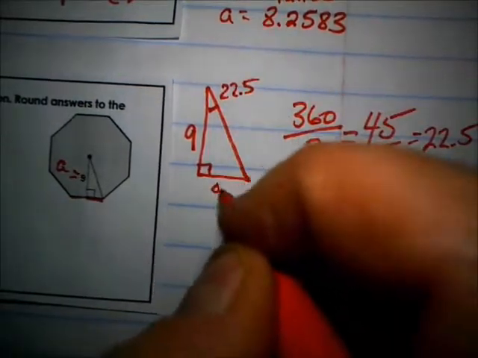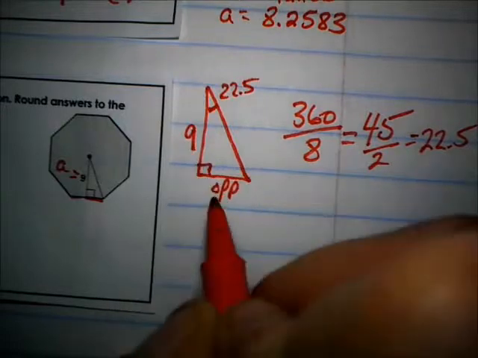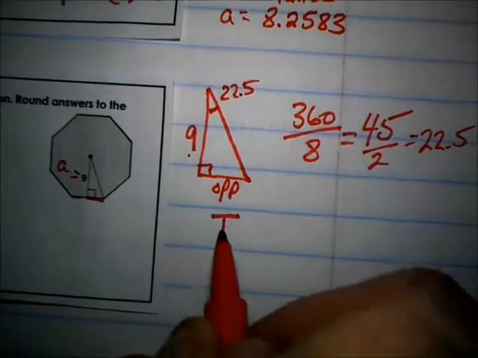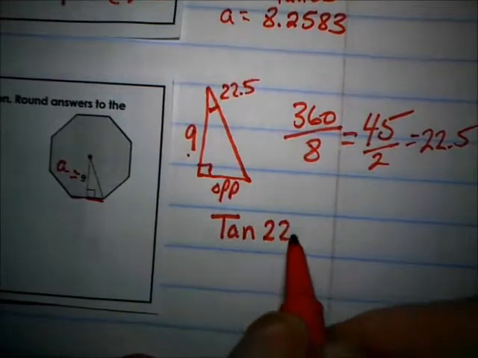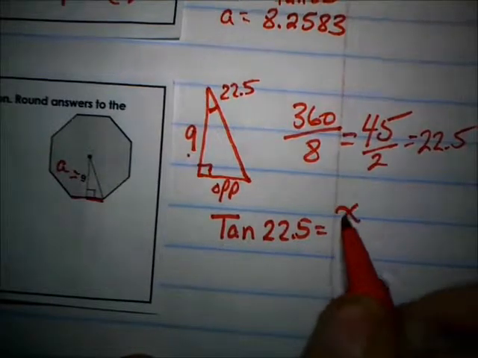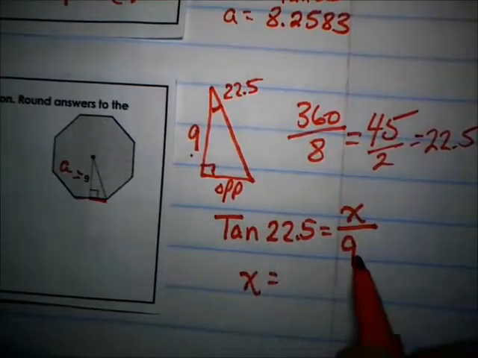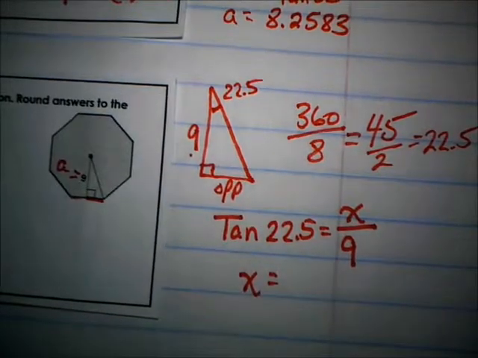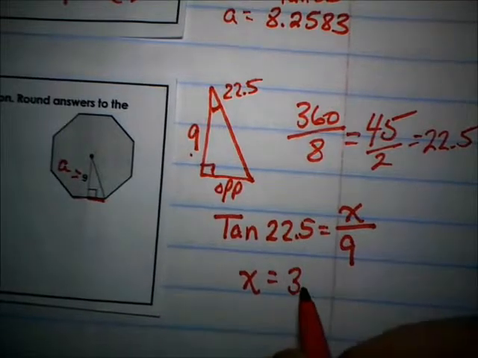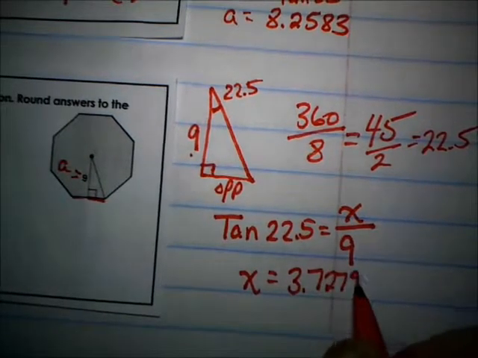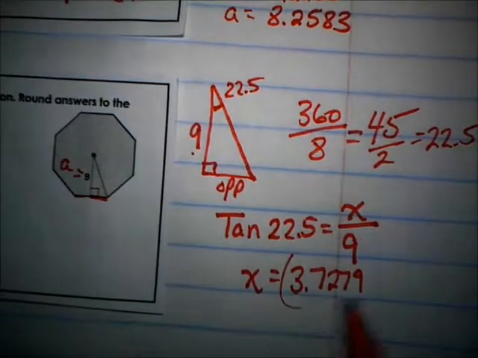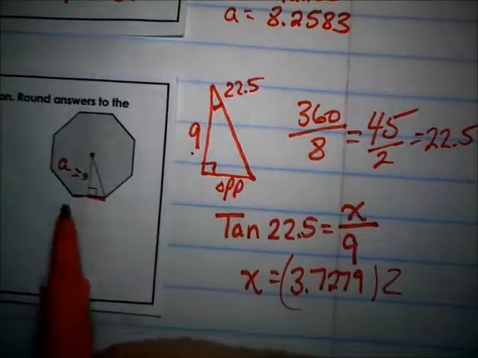Now I want to find the opposite side, which means this is opposite and adjacent. That's the tangent ratio is equal to my opposite over my adjacent. So to find that opposite side, I'm going to do 9 times the tangent of 22.5. That gives me 3.7279. And now I've got to double it to get the entire side length.